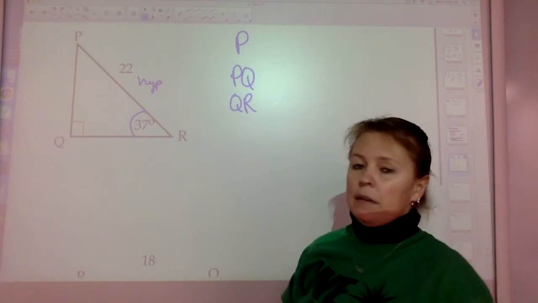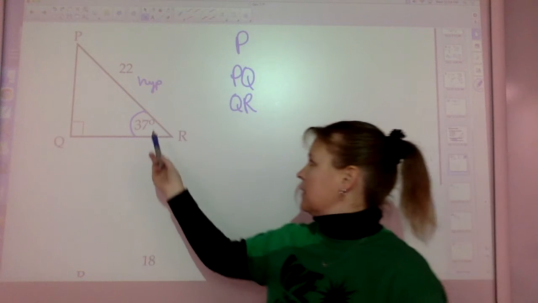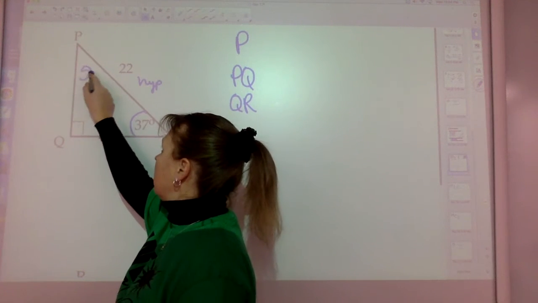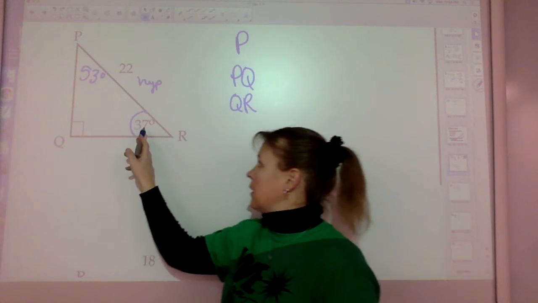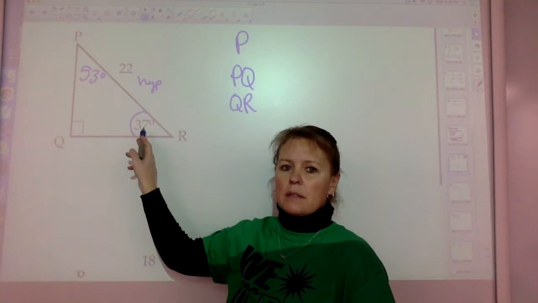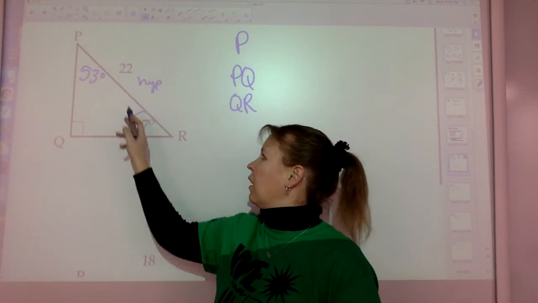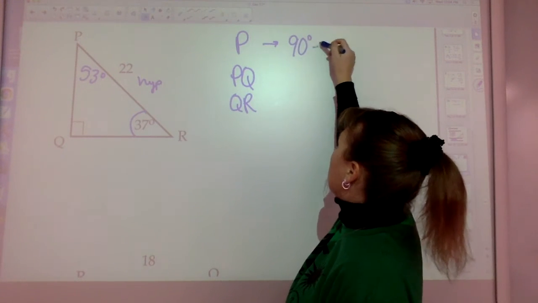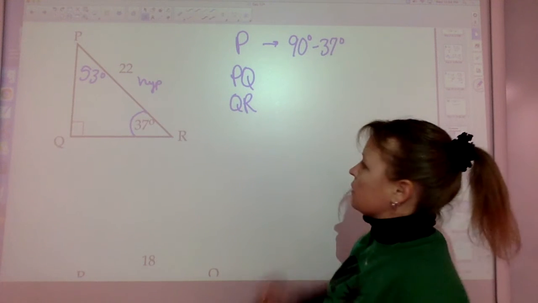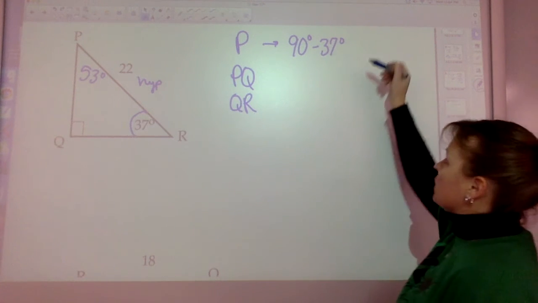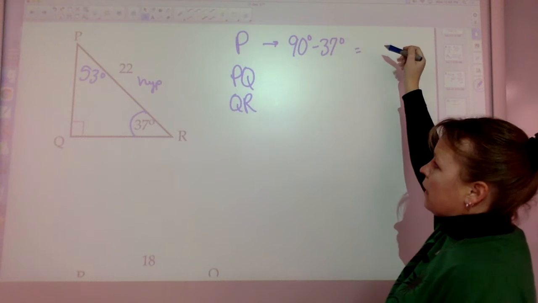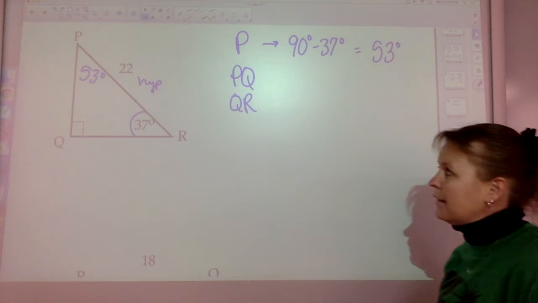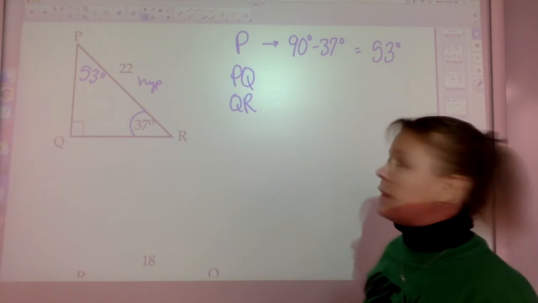Let's find angle P. Since this is given and this is given, we can just use the triangle sum theorem. Find angle P nice and easy by saying 180 degrees minus 90 minus 37, or a nice little shortcut. The 2 acute angles are always going to add up to 90 degrees. So instead of taking 180, you can just take 90 minus 37, and you get 53 degrees. That's the easy one. Now let's find the sides.